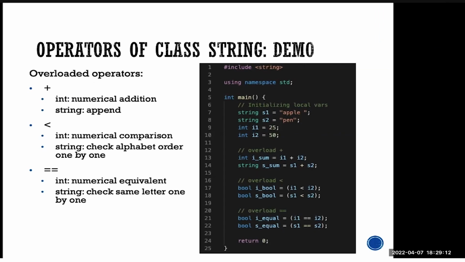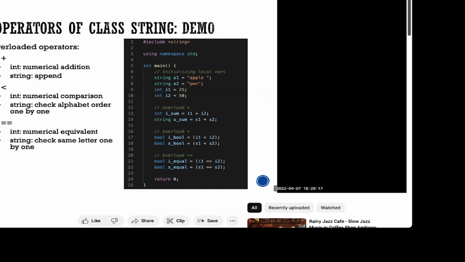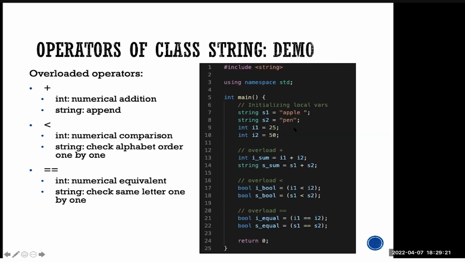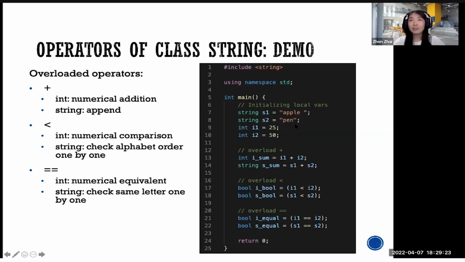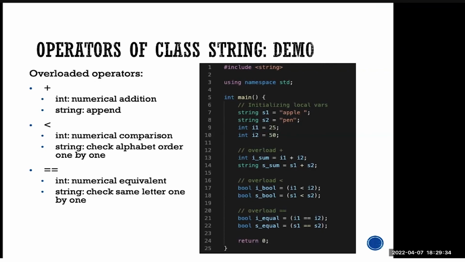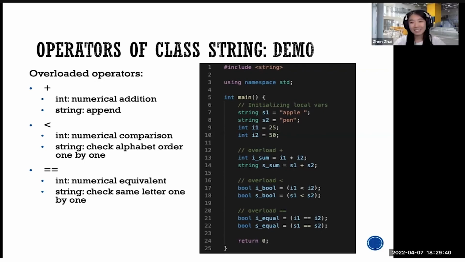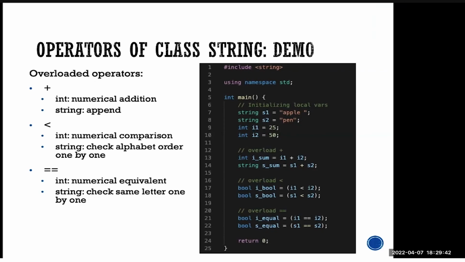Wait, what if the two strings are apple, and instead of pen, it's also apple but in all caps? That's not equal. When they compare small letter a and capital letter A, that's not considered equal. Also, they don't have to be exactly the same. Okay, so it uses the ASCII value. Yeah, basically. Yep. Okay, all right.